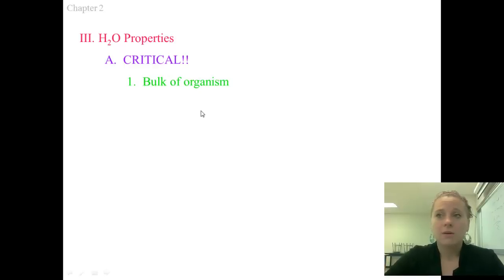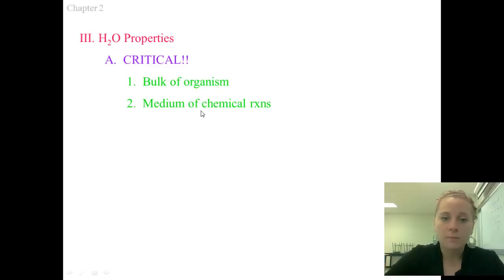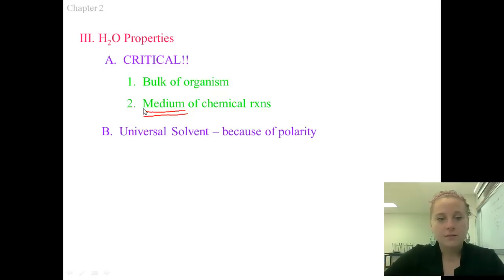You hear anywhere from 70 to 75% of what we are. And it is the medium, meaning it is the location, the area for all of the chemical reactions that occur inside of us. And we consider it to be a universal solvent because of its polarity. That is really unique. A lot of molecules are polar, and as a result, many things will dissolve.